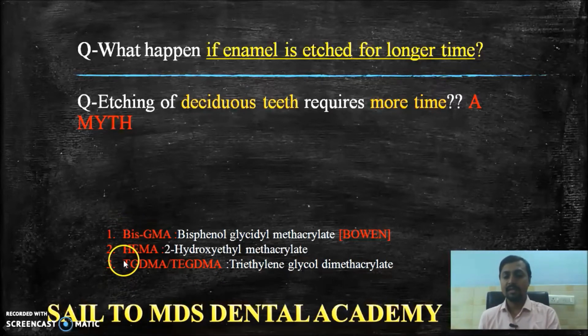Here you can see certain abbreviations are given like BIS-GMA, HEMA, TEGDMA, UDMA. Remember their full forms. The BIS-GMA is also known as bowen's resin. Okay, what are these? They are unfilled resins. Okay, they have a higher viscosity. So in most of the composites, previously BIS-GMA and HEMA were used, but nowadays they have added it with TEGDMA or TEGDMA to reduce the overall viscosity.